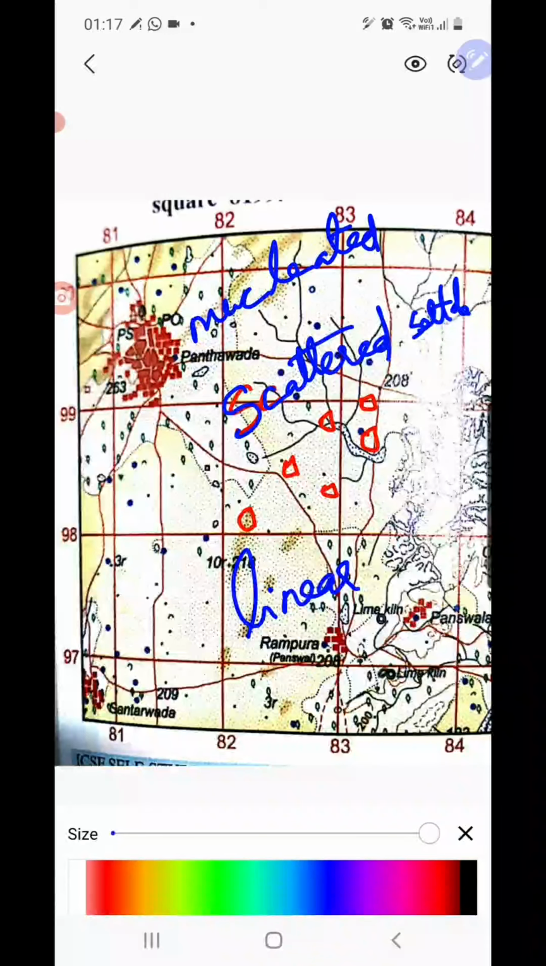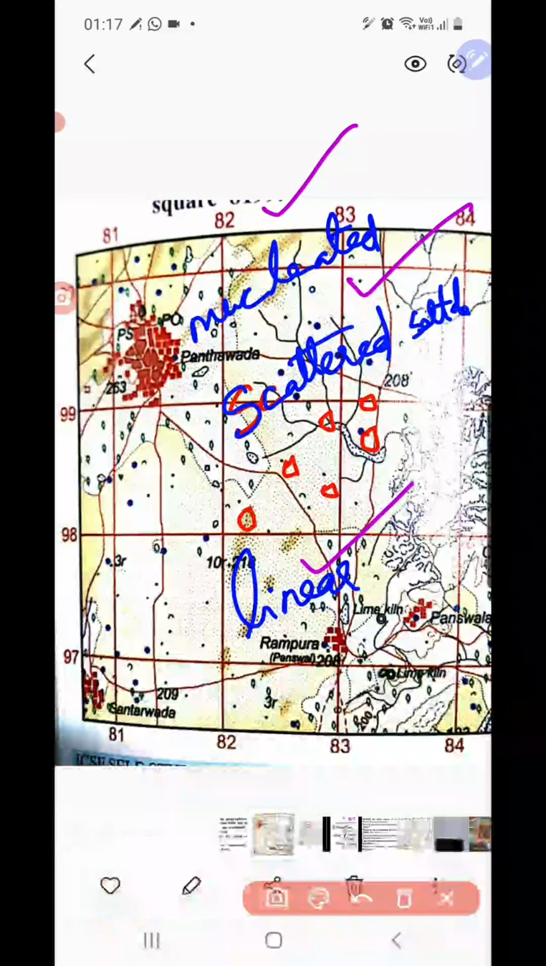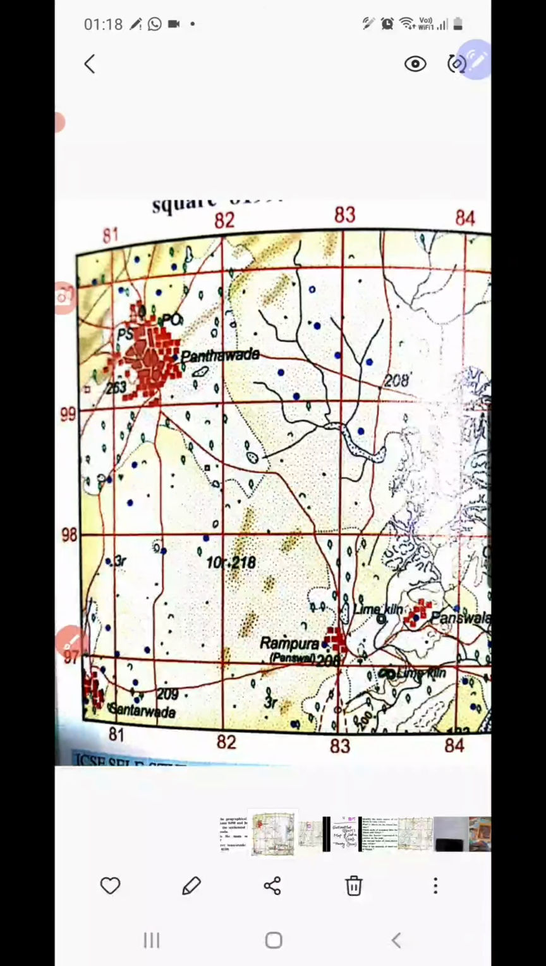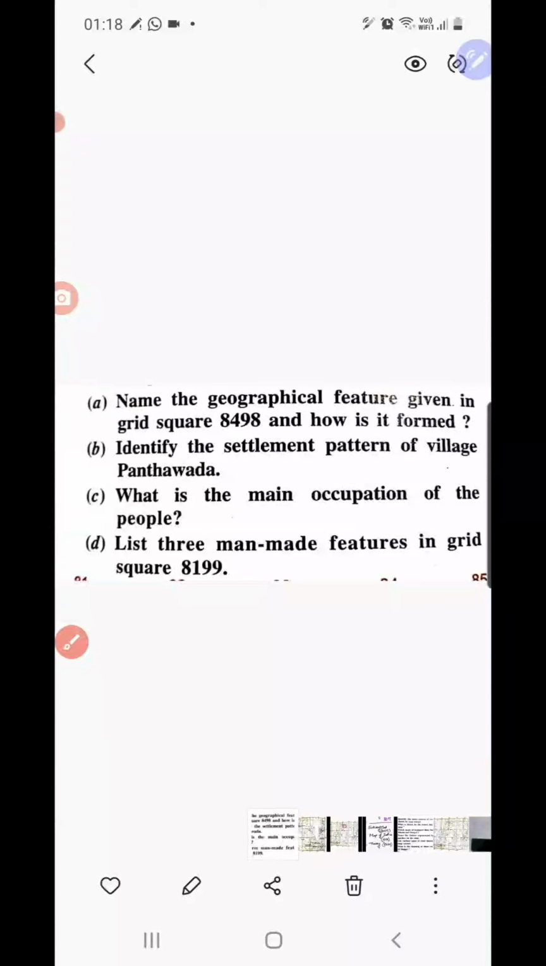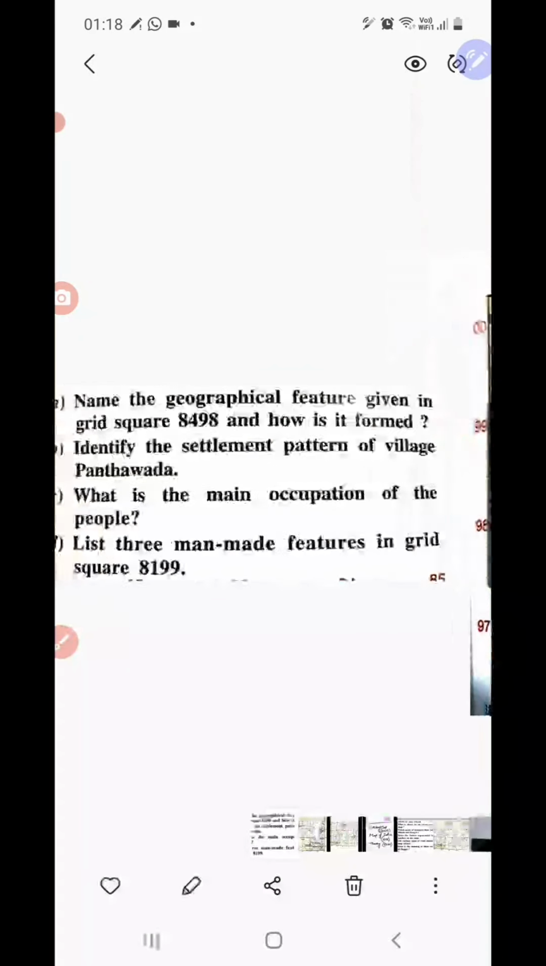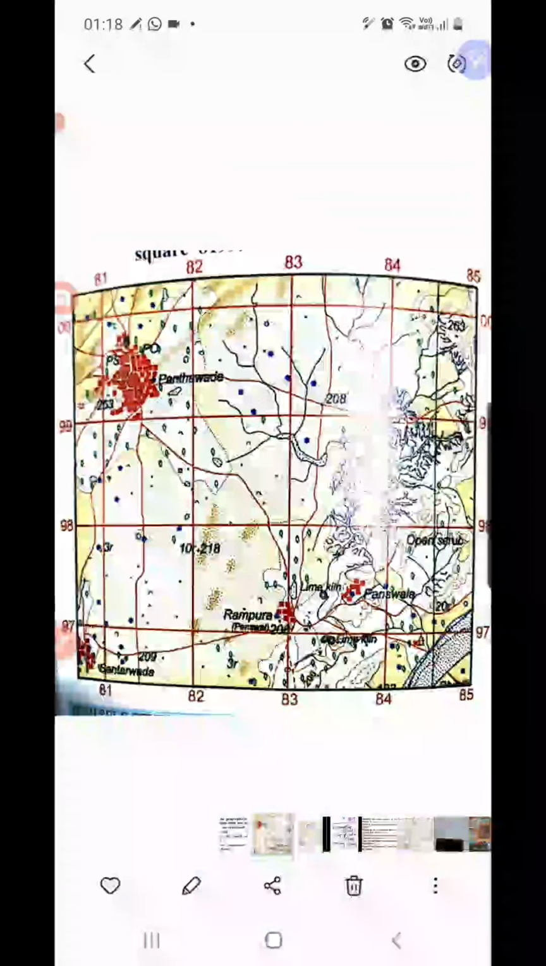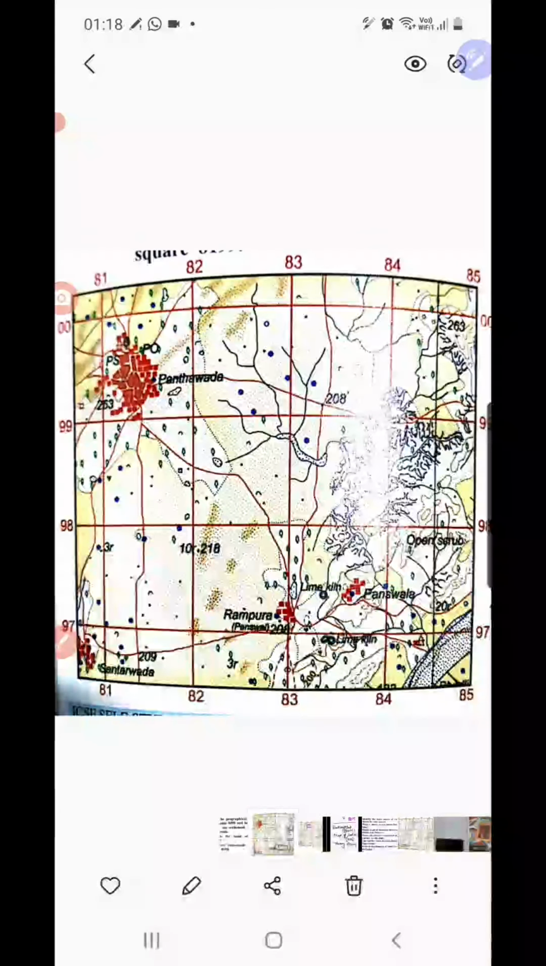Moving on to the next question. What is the main occupation of the people in this map extract? You see that most of the region is covered by yellow patches. If it is covered by yellow patches, then you understand the people are mainly involved in agriculture. So the main occupation of this region is agriculture. Why? Because of the presence of yellow patches, which show cultivable land.